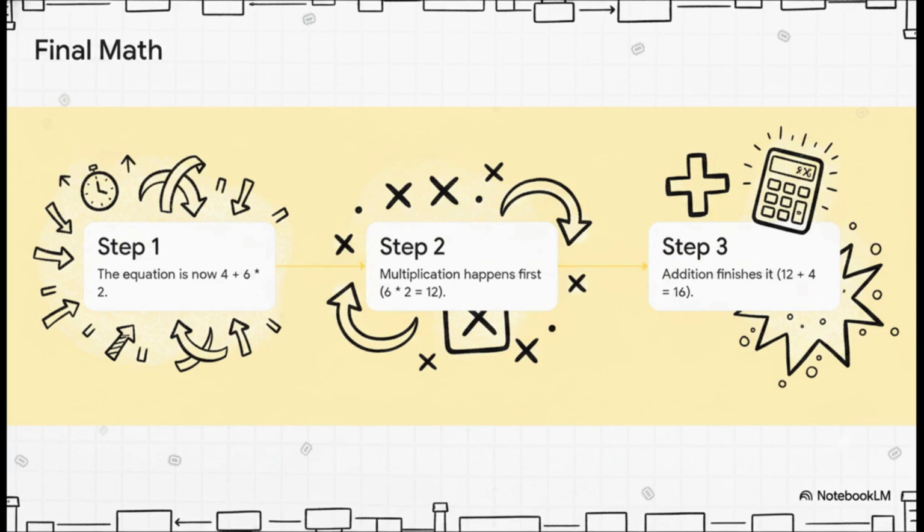From here, standard precedence takes over. Multiplication is higher than addition, so we evaluate 6 times 2 to get 12. Finally, we add the 4. The final answer is 16. See? If you can track that hidden memory value while applying those mantras, you'll literally never get this wrong.